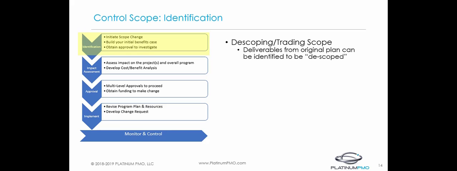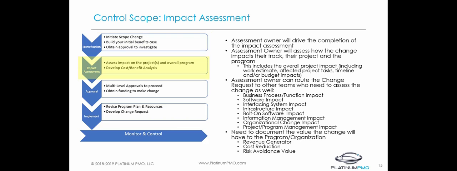Assuming your change review board approves the initial request, your change request moves to the next stage, which is the impact assessment. This can be a pretty time-consuming effort depending on the complexity of the change and the impact it may have to one or many projects within your digital transformation program. As part of the impact assessment, an impact assessment owner must do their due diligence to identify all the aspects of the program that can be impacted by this change request.